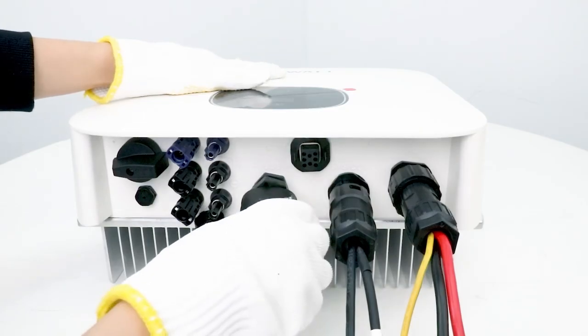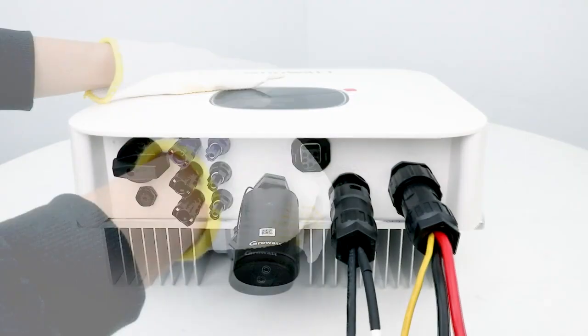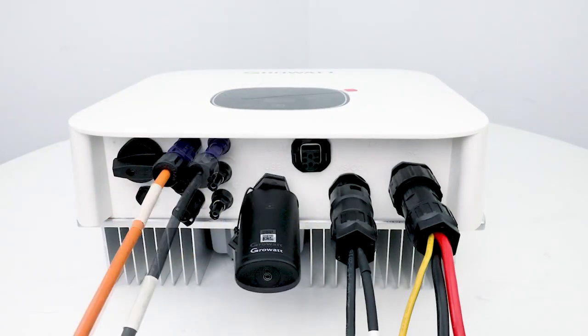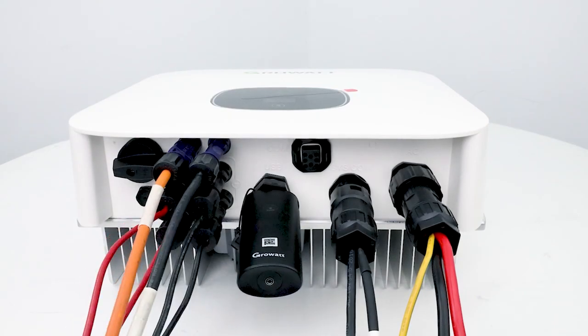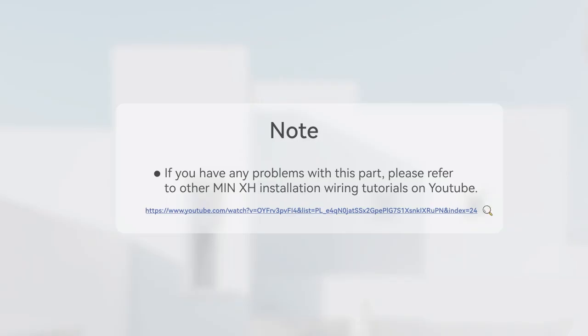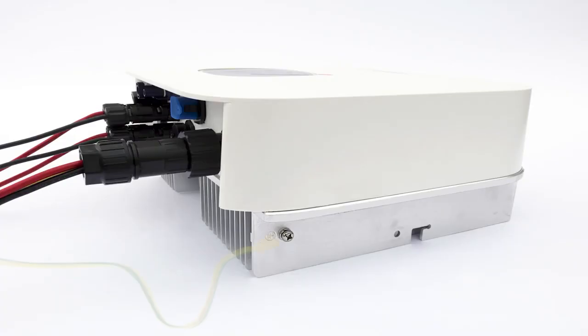Next, we can sequentially connect the data logger, the battery power wires, and the two pairs of PV wires into their respective ports on the MIN XH. Note, if you have any problems with this part, please refer to other MIN XH installation wiring tutorials on YouTube. Ensure the connection of the ground wire located on the right side of the MIN XH inverter.